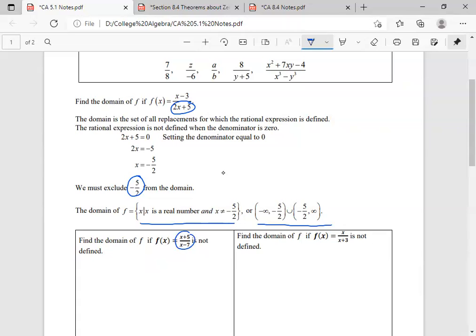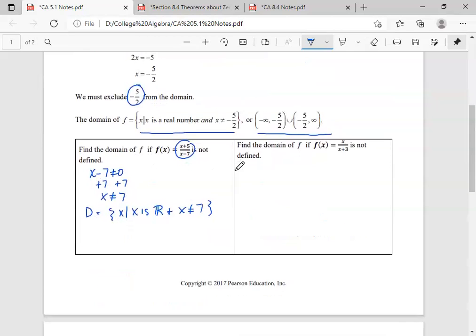So if this is my problem right here, then x minus 7 cannot be equal to 0. So I'm solving and figuring out, well, what makes it equal to 0? Well, if x is equal to 7, then that makes it equal to 0. So I would say, okay, well, my domain is equal to all x's such that x is a real number and x is not 7. It's the only thing that's going to make my denominator equal to 0. You cannot divide by 0.